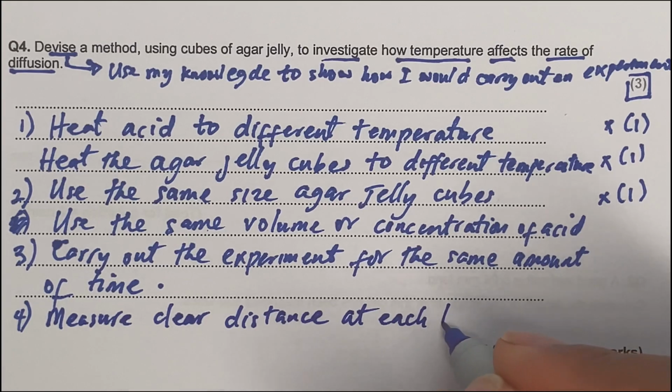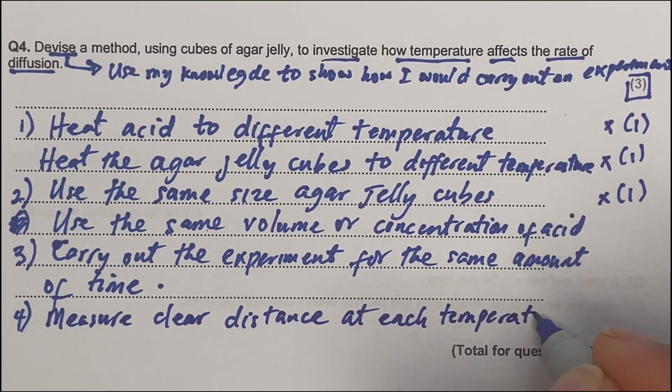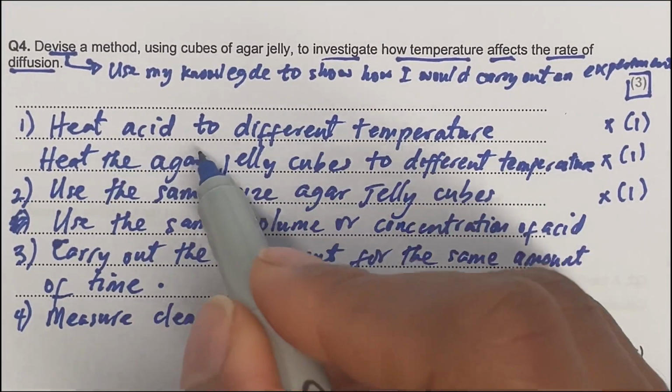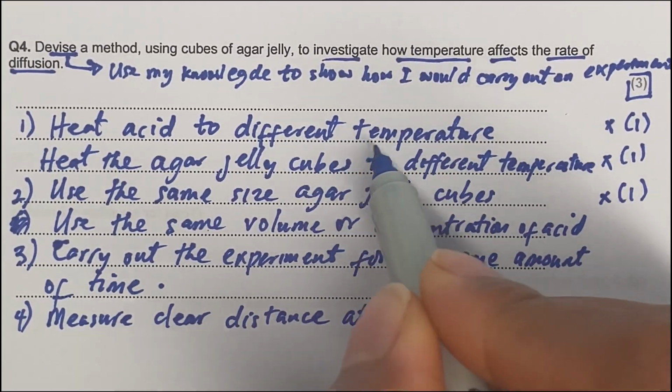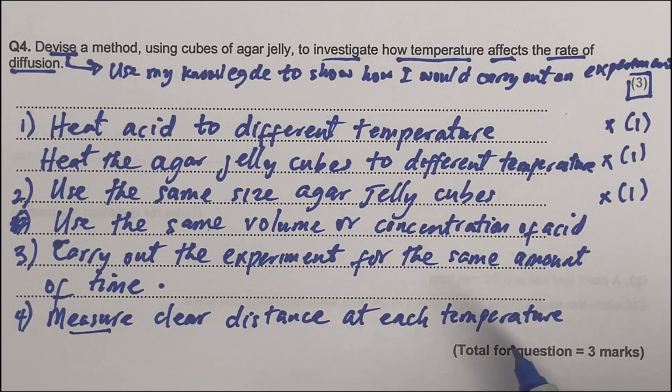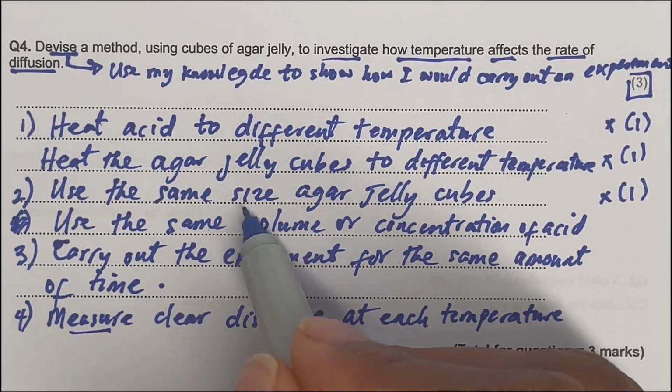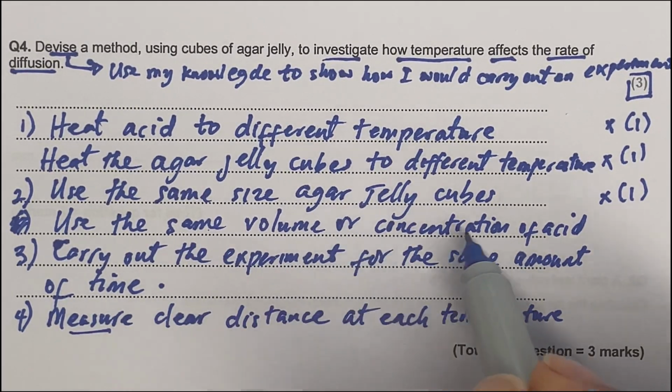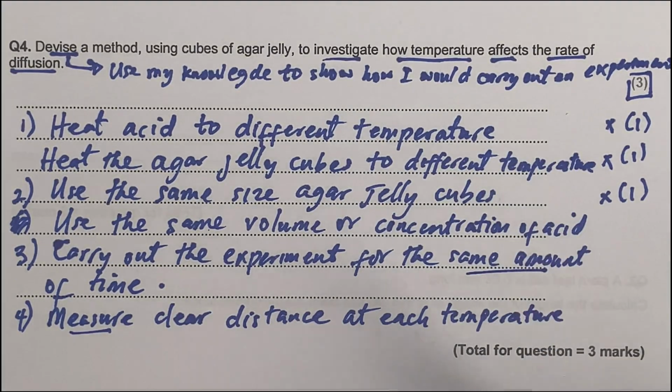at each temperature. Okay, so we are changing the different temperatures, so this would be our independent variable. What we measure will be our dependent variable, and we are keeping these two the same size agar jelly, the same volume of acid, the same carry out for the same amount of time. So I have my 3 variables in this experiment.